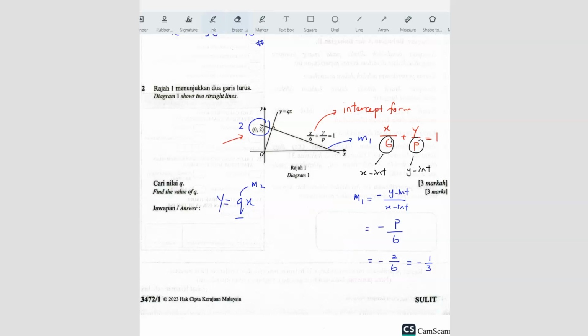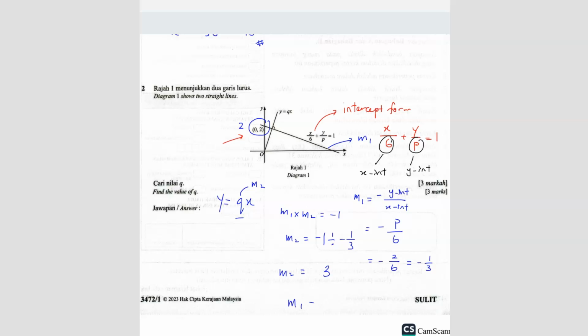Okay, so now that we have found the gradient of the first line, we can find the gradient of the second line. So m1 times m2 equals -1. So m2 will be -1 divided by m1, which is -1 over 3. Okay, we can do it like this: -1 divided by -1 over 3. So what you do is you just flip the fraction, so it becomes 3, and then there's no more negative. Okay, so this is just a shortcut.